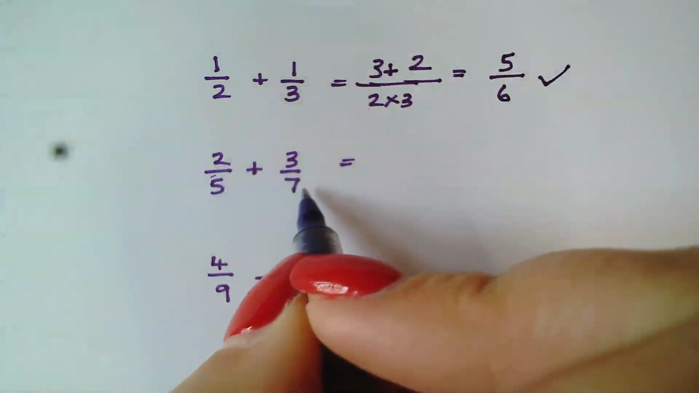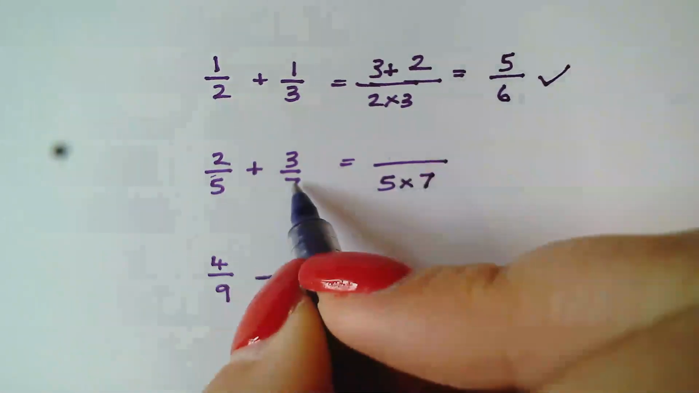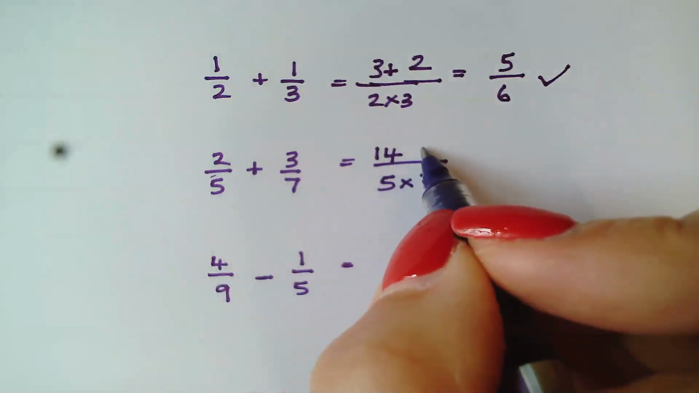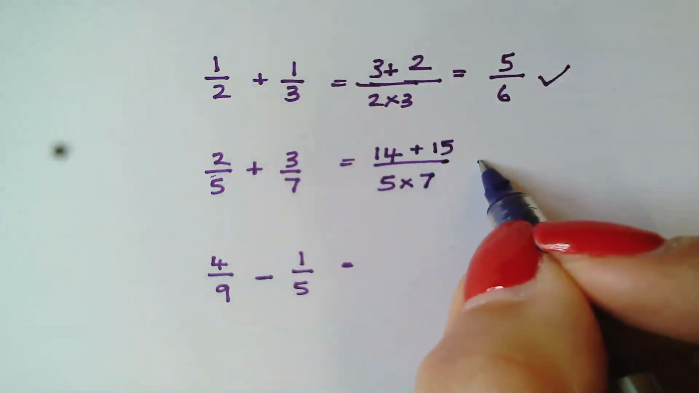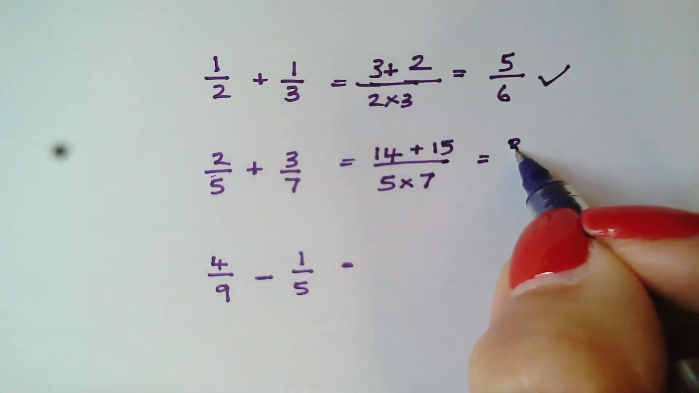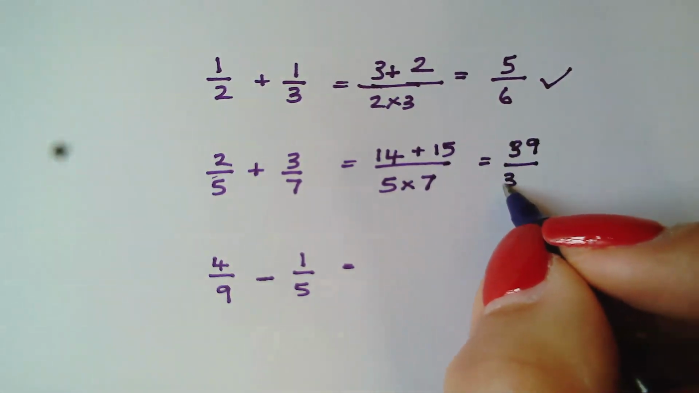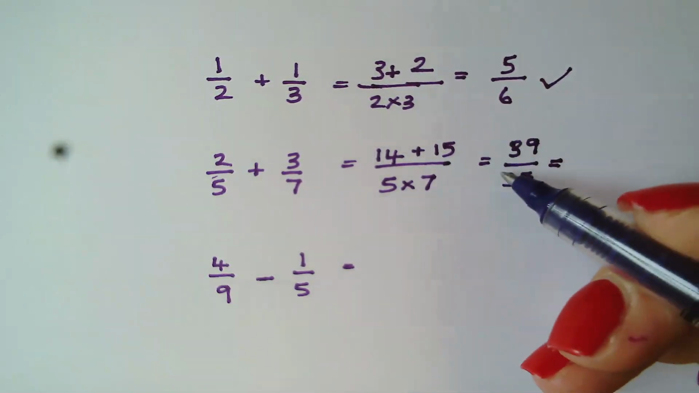Common denominator, the bottom number is going to be 5 times 7. 7 times 2 is 14, and we're adding it to 3 multiplied by 5, which is 15, equals 39 over 35. Improper fraction means the number on the top is bigger than the number on the bottom.